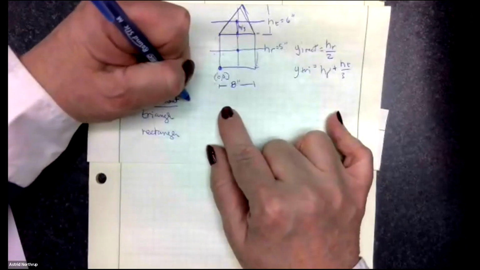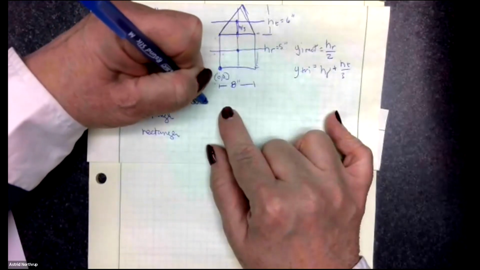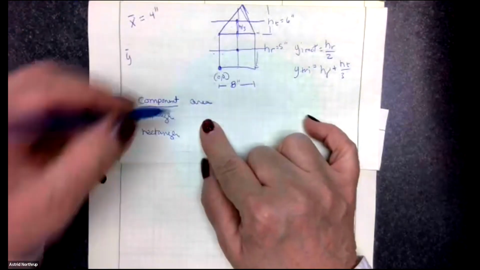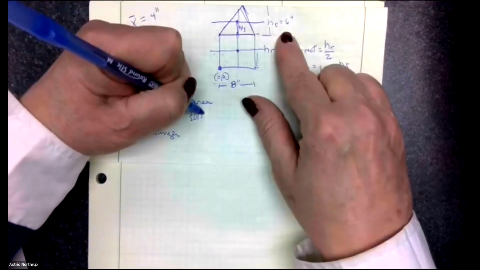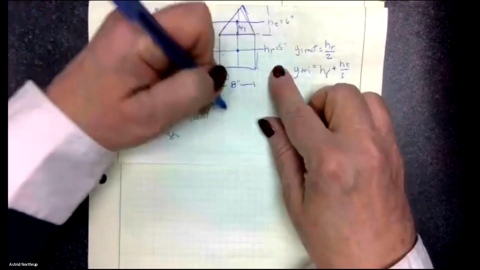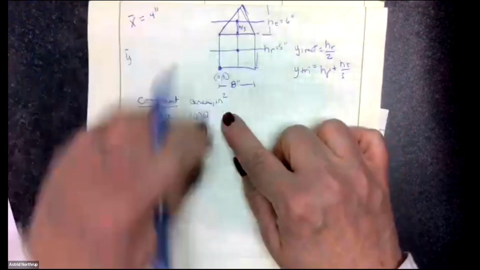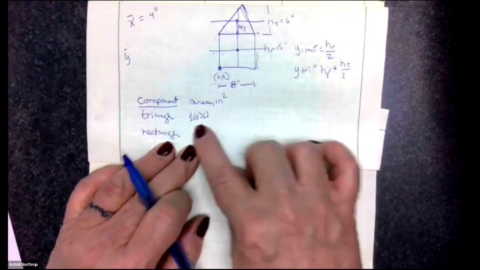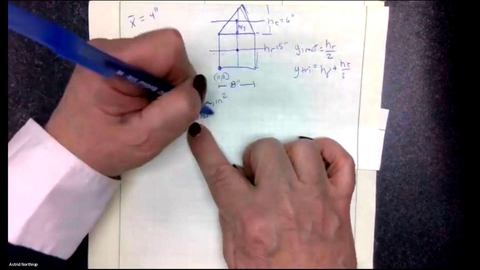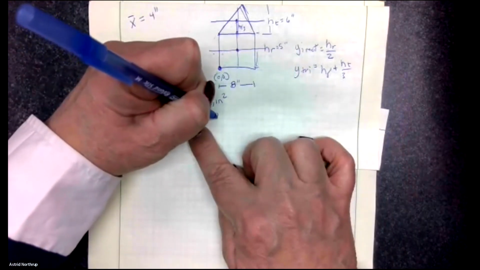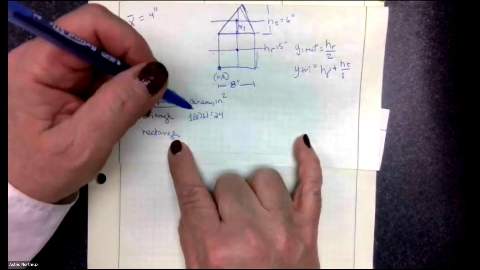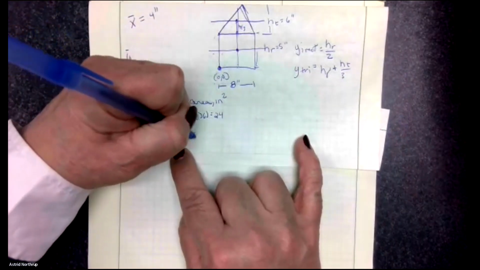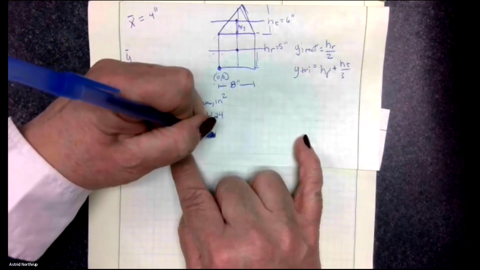We have the area, which for the triangle is 1/2 times the base times the height. Since they're in inches, I can just put inches squared up here, so I don't have to keep writing inches squared over and over again. So I have 48 divided by 2, which is 24 square inches. The rectangle is 8 by 5, which is 40 square inches.